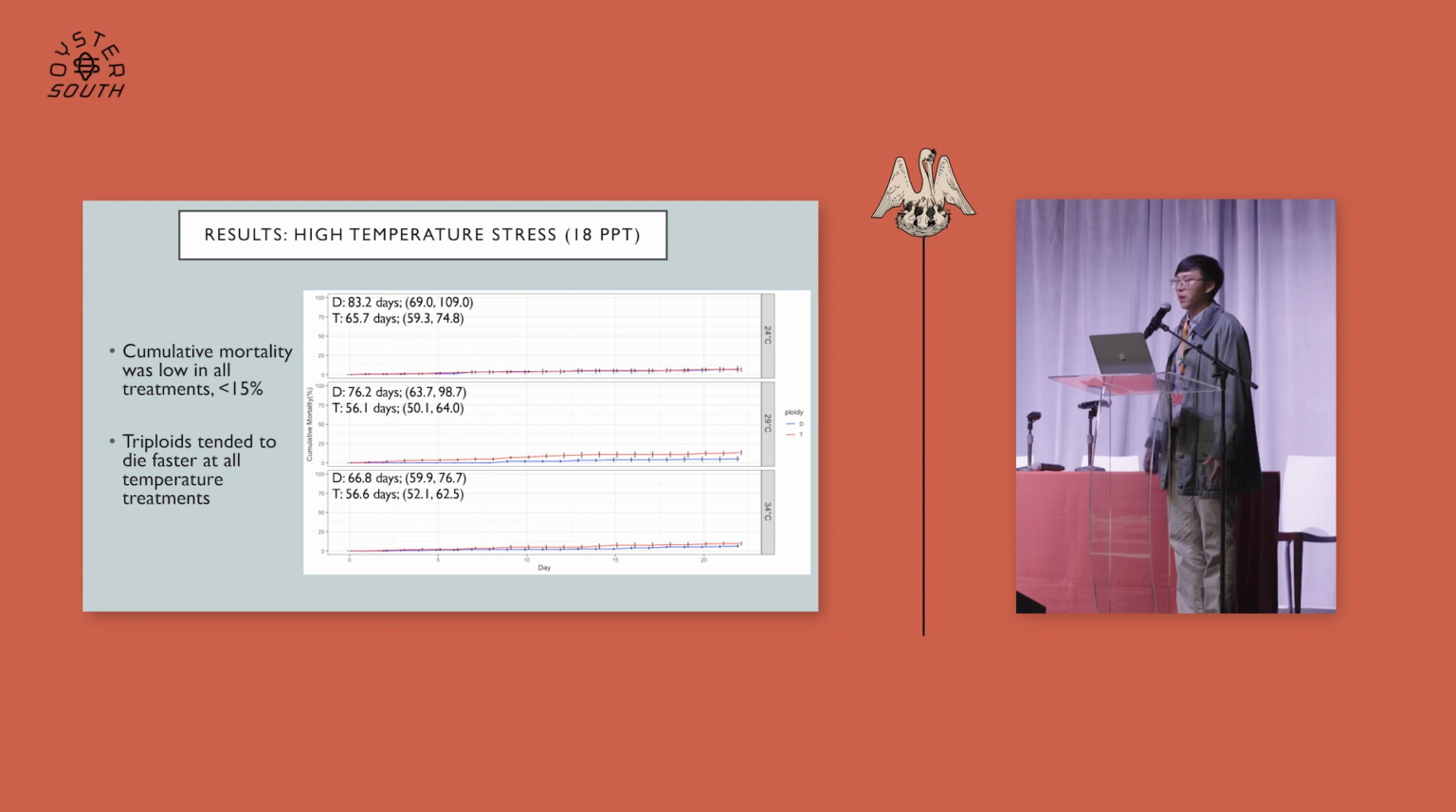These are the LT50 values, so remember that's the amount of time that it took for half of the oysters to die. And in the parentheses, we got a 95% confidence interval. And in some of the following slides, you won't see parentheses and instead see an A or a B, and that shows a significant difference. So the first thing you may notice about this is that the cumulative mortality stayed low in all the treatments. None of the diploids or the triploids in any of the temperature treatments exceeded 15%. We also see that the triploids tended to die faster at all the different temperature treatments. When you look at the LT50s, the triploid LT50 values are always lower than the diploids, which just means that they're dying faster.